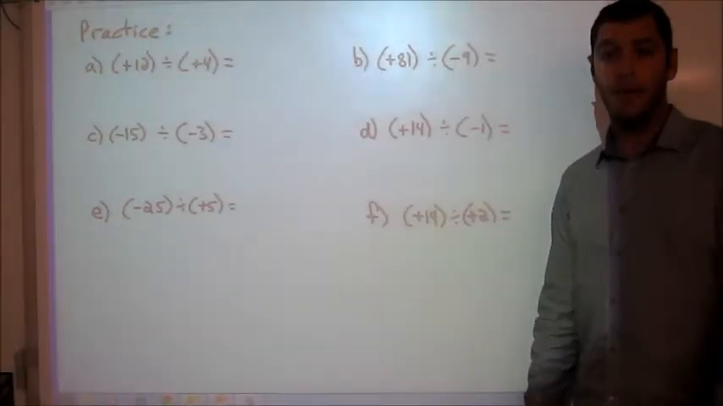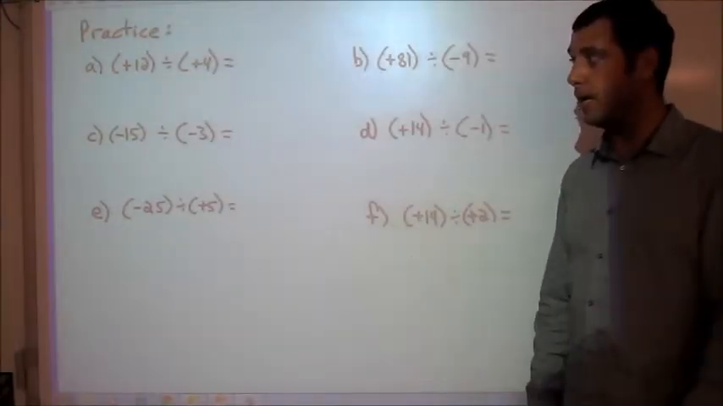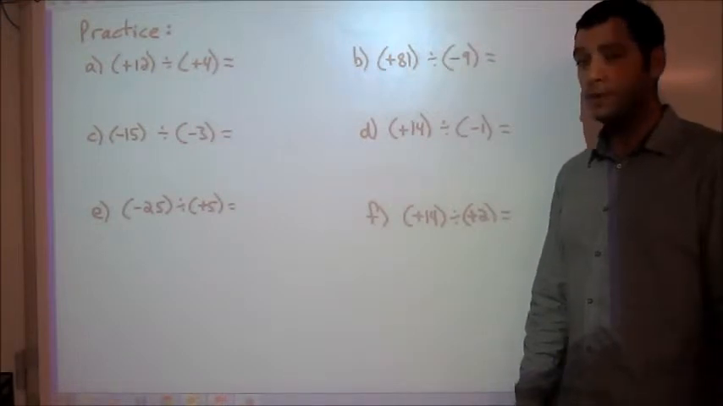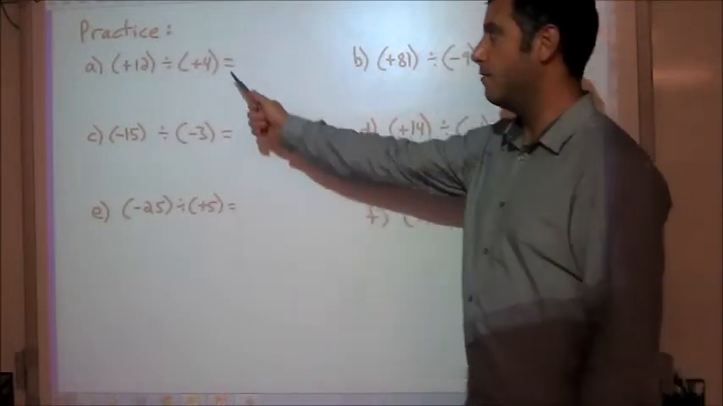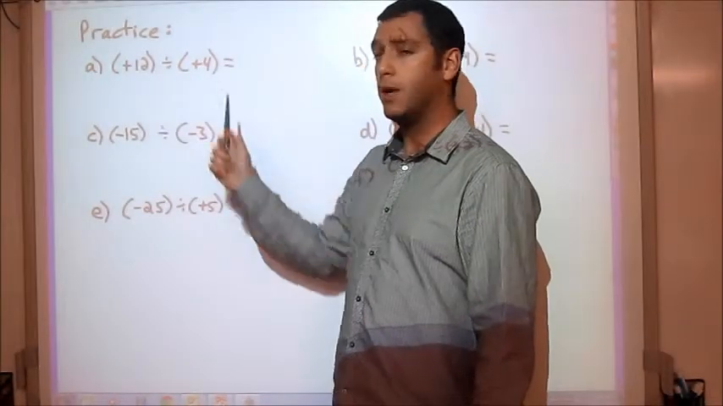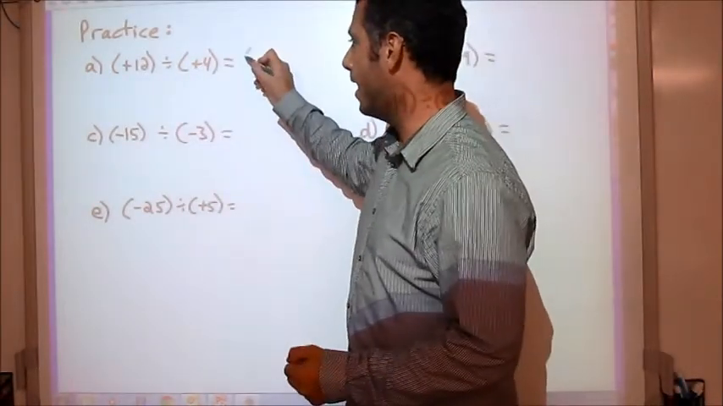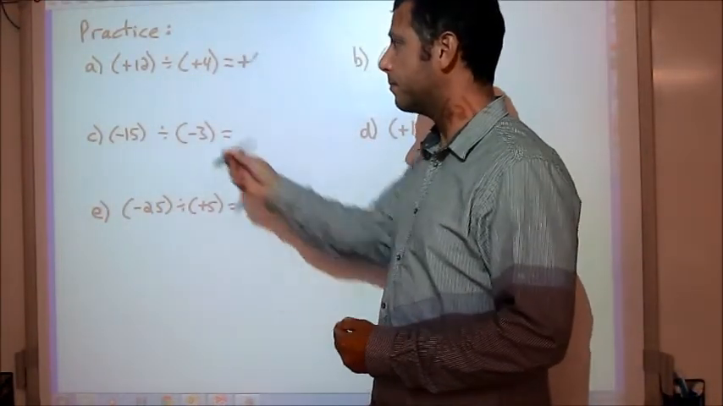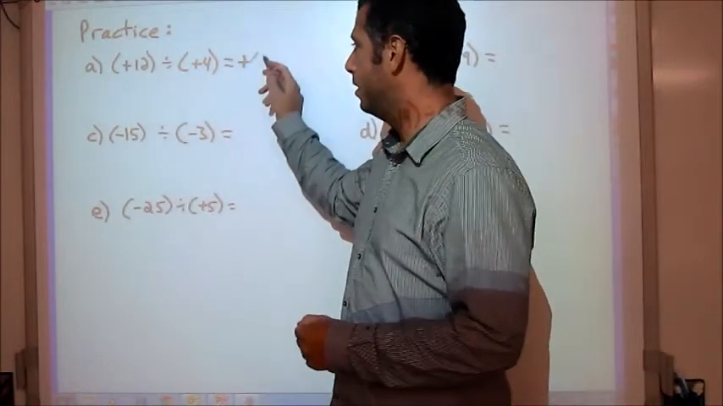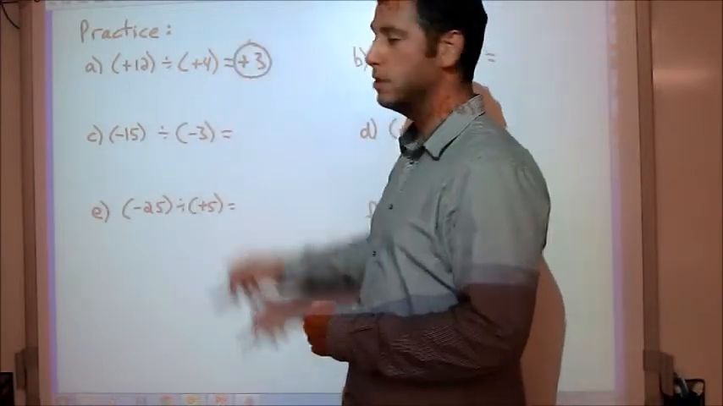Now let's get a bit more practice. Take question A, for example. Positive 12 divided by positive 4. Keeping my rules in mind, I'm going to have a look at the symbols. They're both positive, so I know my answer, the quotient, is going to also be positive. So 12 divided by 4 is 3, and it's a positive 3.